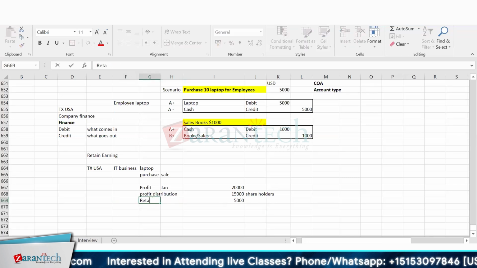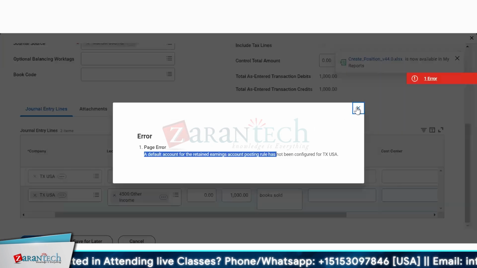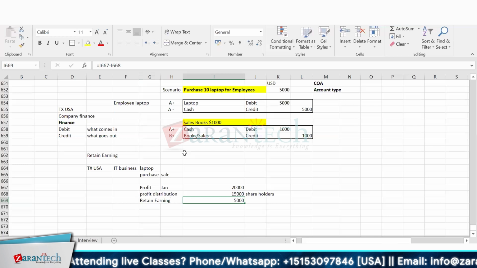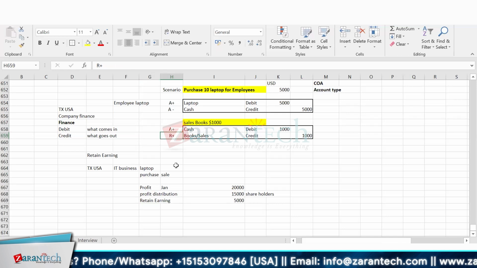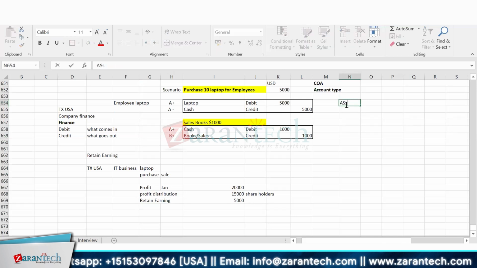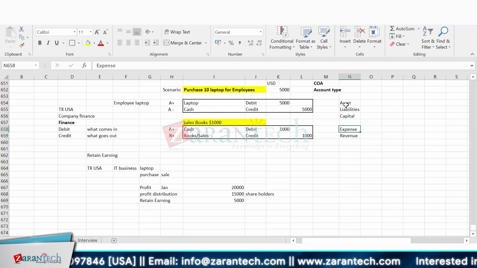So why has it been hit? Now the question is why it has been hit here. The concept behind retained earning is that whenever we discuss debit and credit, we discuss one account debit and one credit. If there are two accounts, there are five account types we discussed: one is asset, liabilities, capital, expense, and revenue. These are called balance sheet accounts.